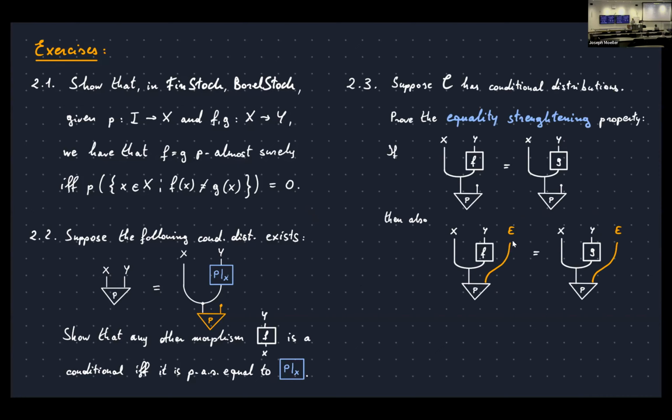Mainly, it's telling us that if we add information to our setting, these things stay equal. Okay, from here to here you can do by discarding E, but the implication goes both ways if you have conditionals. And if you do that, then use this to show that Stoch is well defined as a category. The composition respects almost sure equality, so it's well defined between equivalence classes. Okay?